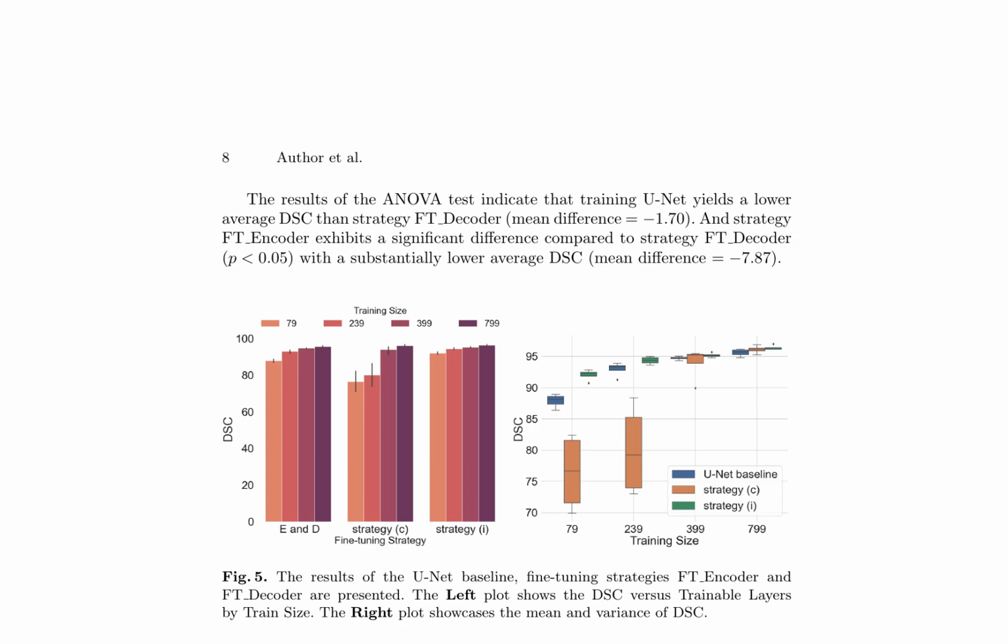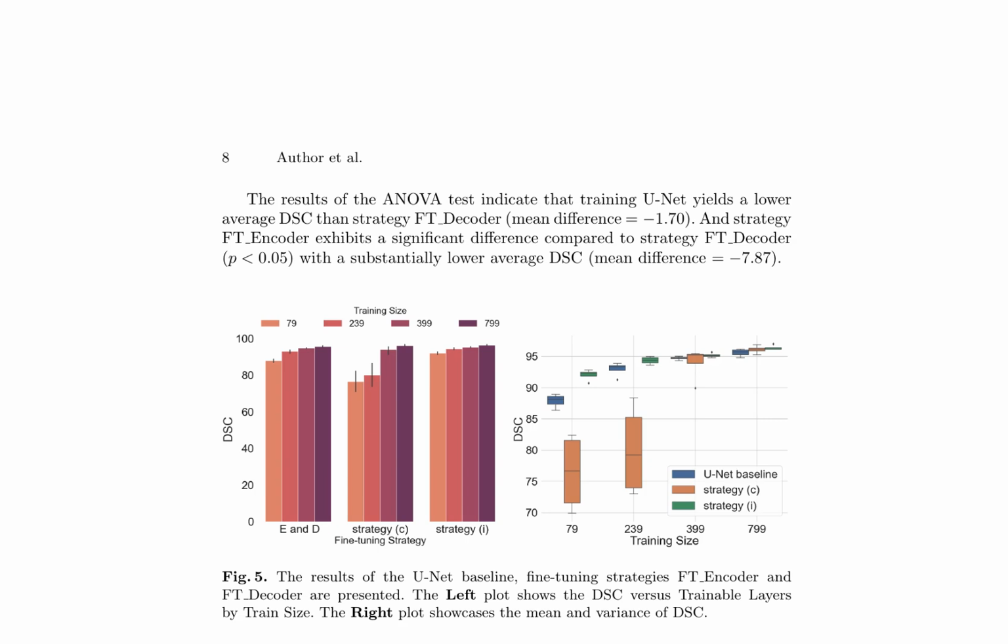The results of the ANOVA test reveal a significant difference in the average dice similarity coefficient, DSC, between the UNet baseline and fine-tuning strategies FT encoder and FT decoder. Specifically, the FT decoder strategy yields a higher average DSC compared to the UNet baseline, with a mean difference of 1.70. Moreover, the FT encoder strategy exhibits a substantially lower average DSC compared to the FT decoder strategy, with a mean difference of 7.87, and this difference is statistically significant, p less than 0.05.